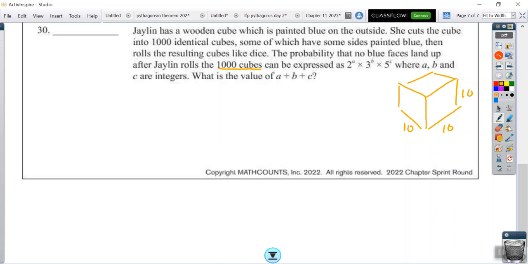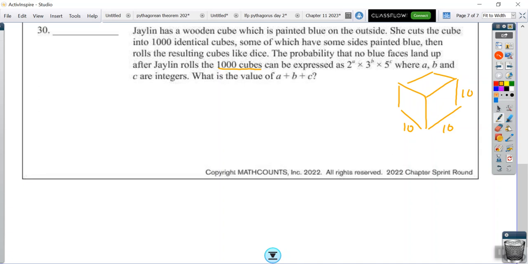And then after I spray paint it, I'm going to cut it into these cubes. And so I have 1,000 cubes. Some of them will have paint. Most of them will not have paint. And then I'm going to take those 1,000 cubes, I'm going to throw them on the ground, and I'm going to hope I get none of them with the paint showing. So that's what we're going to be looking for, all right?